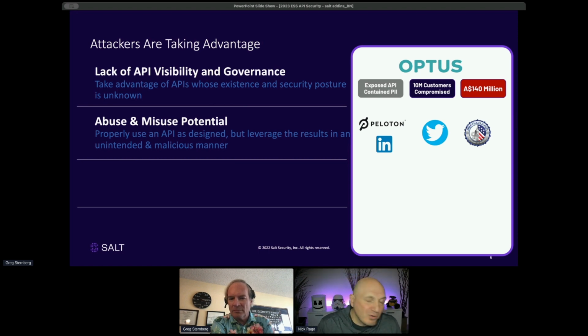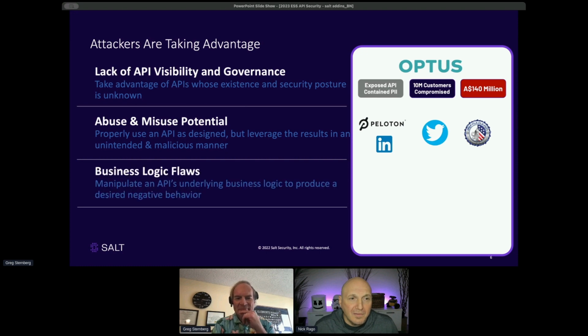Rather, if the users had their profile data on, private or not, attackers were still able to pull data through that. We've also seen this through Twitter and LinkedIn. The FBI InfraGard recently had an incident related to this as well.